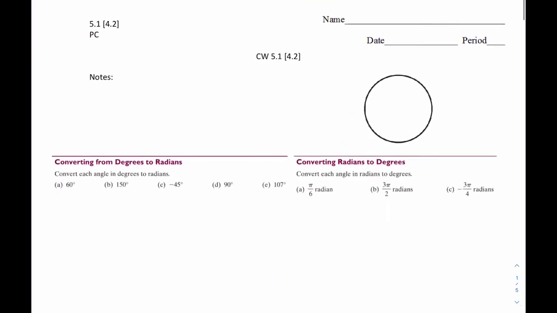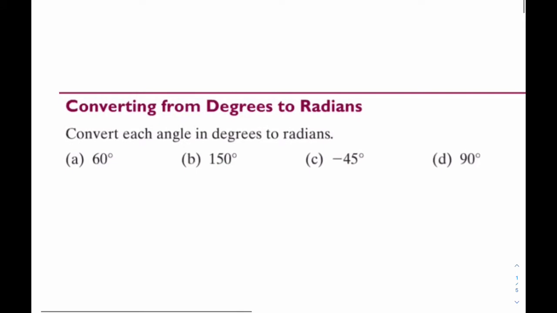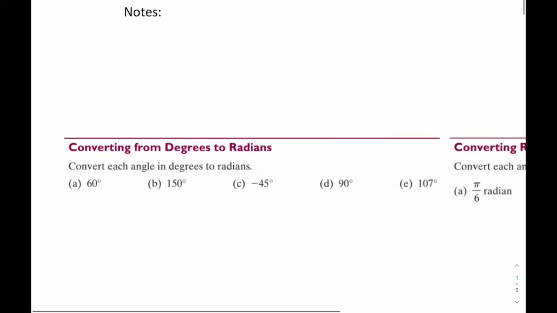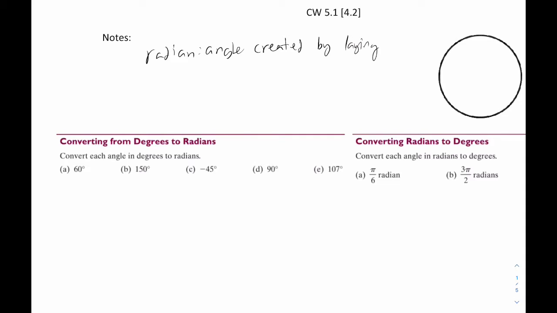Okay, so let's get right into it. So quickly, we're going to review converting degrees to radians. So hopefully you remember what a radian is from trig class. If you forgot, that's okay. A radian is the angle created by laying one radius unit on a given circle.